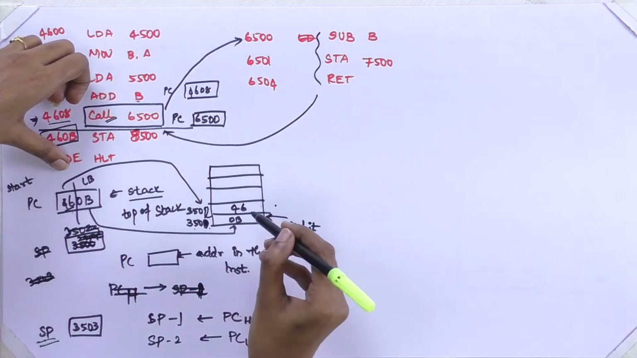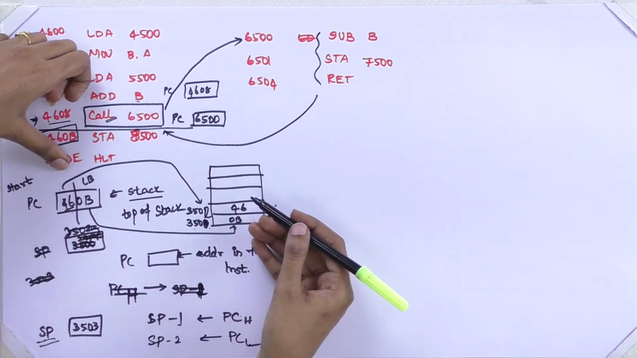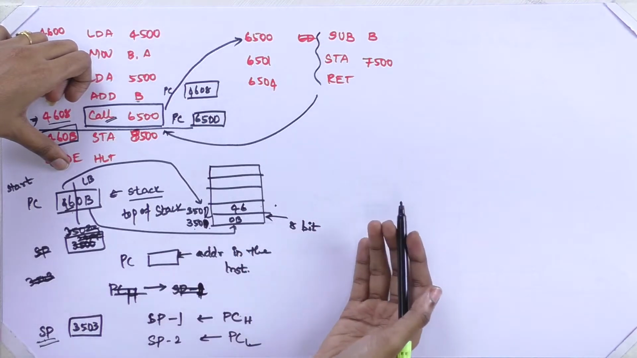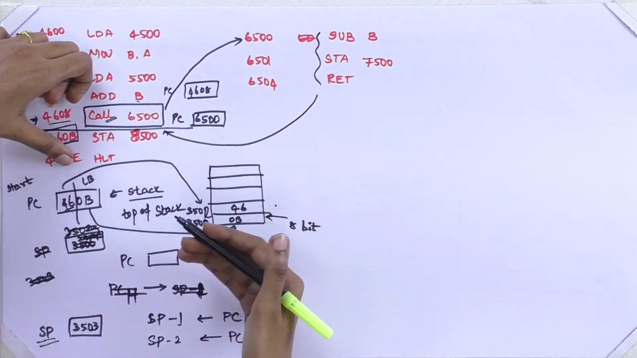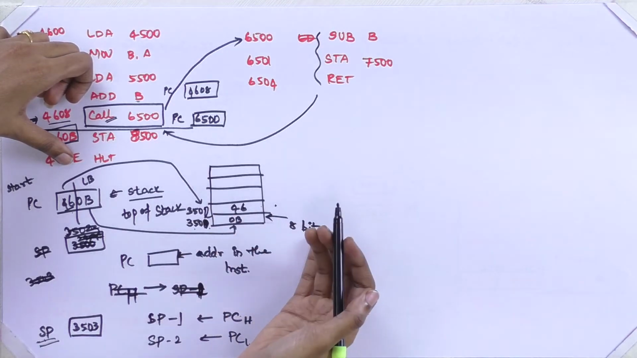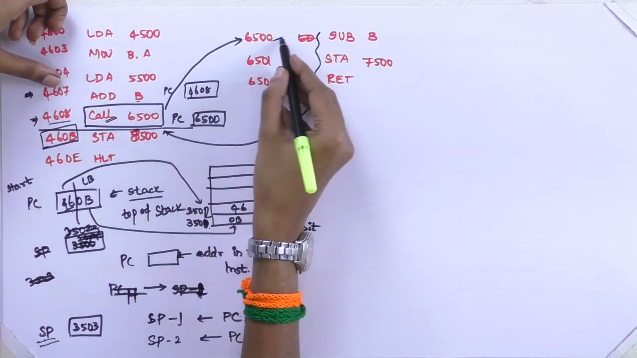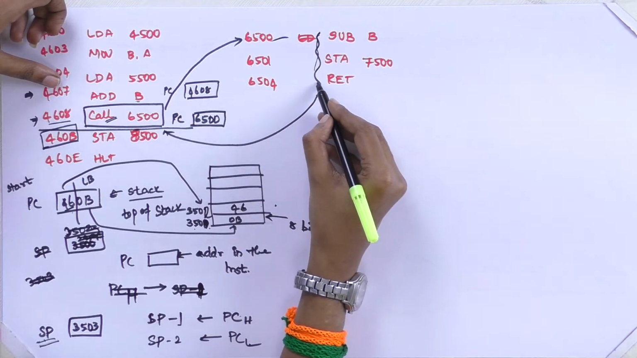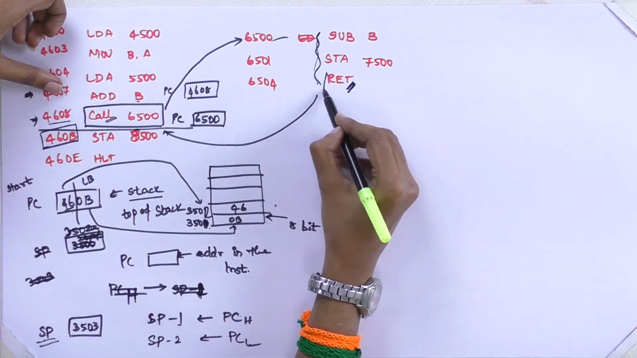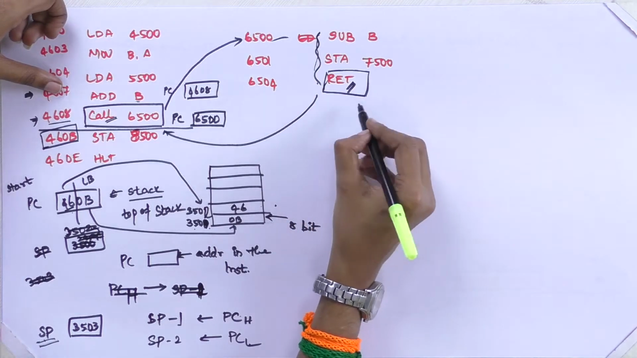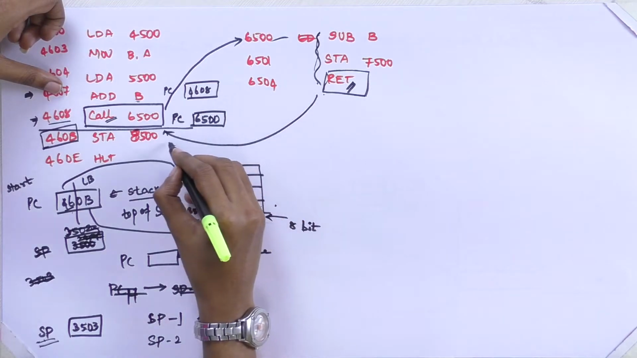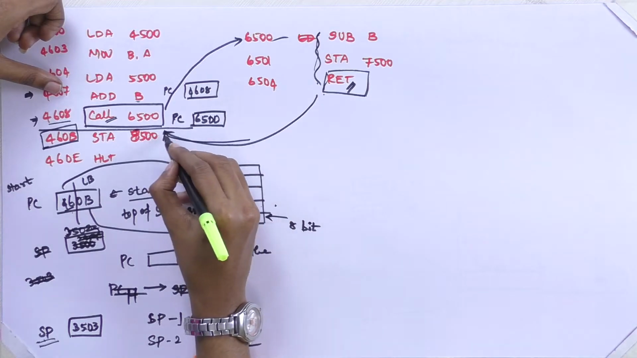Fine. So why are we storing the PC value in the stack? Because we have to return to the program where we have stopped the execution. That's why the PC values are stored in the stack. Once it jumps, it will execute the instructions. Once the execution is over, at the end we will use the return instruction. This instruction is used for the processor to return back to the place where it has stopped the execution.